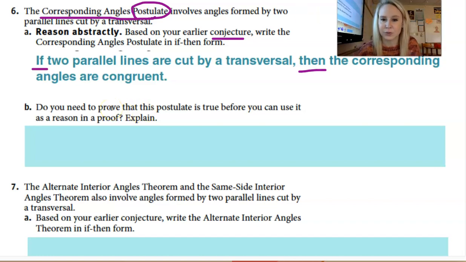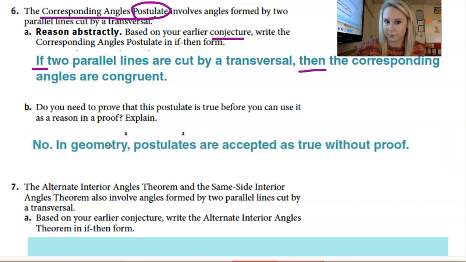Do you need to prove that a postulate is true before you can use it in a proof? No. In geometry, postulates are accepted to be true without proof. So I don't need to do a formal proof of the corresponding angles postulate based on the conjecture we made in the past. We accept postulates to be true. So the segment addition postulate and the angle addition postulate, we never proved those. We just knew that part plus part was whole.